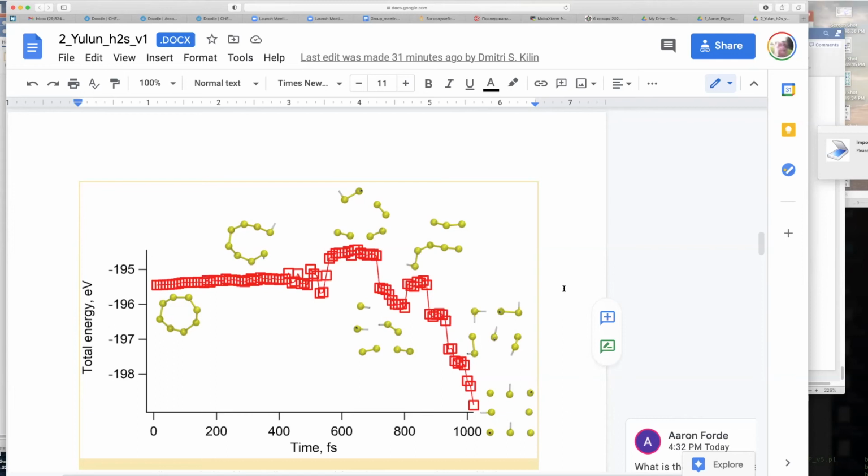Say that again. Sorry. One is hard, one is cold. Oh, so one is okay. Right here, I geometry optimize each snapshot from the TTSMU trajectories. Yep. And then okay.